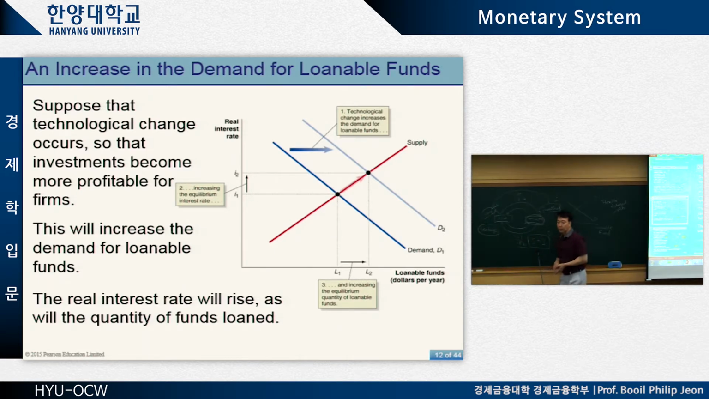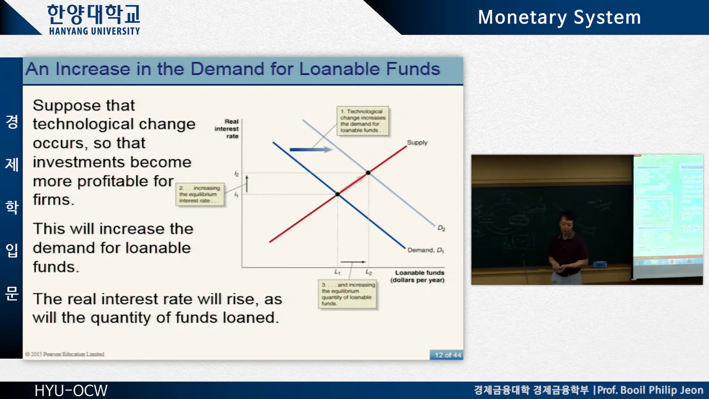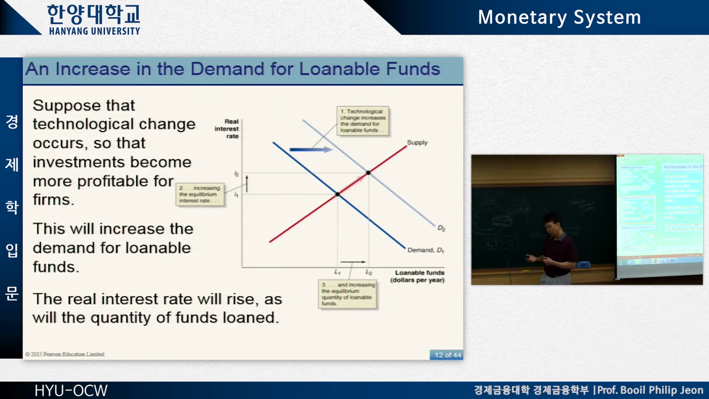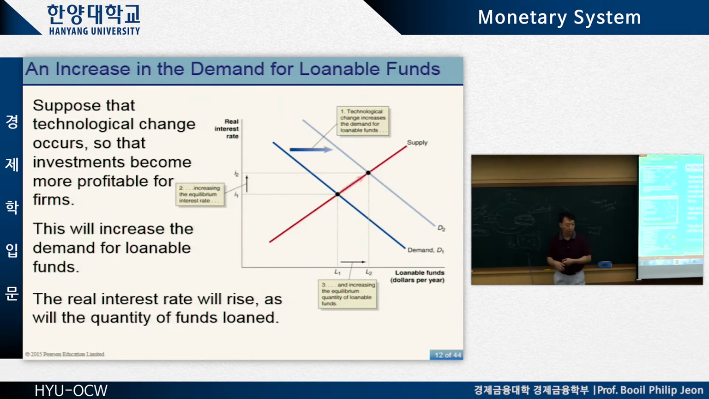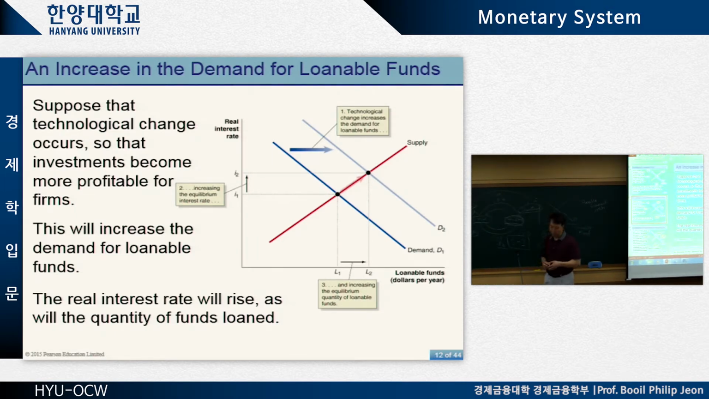So a lot of companies will try to invest. In other words, next year they expect their sales to rise, right? So in order to produce more, you have to build another assembly line or another factory, right? So let's say a lot of companies try to borrow money from the bank, right? So the demand for the loanable fund shifts out to the right, right?